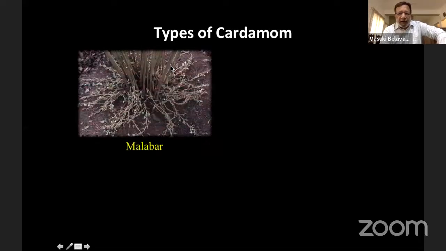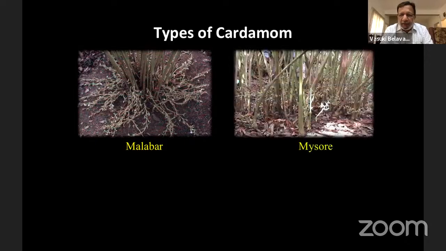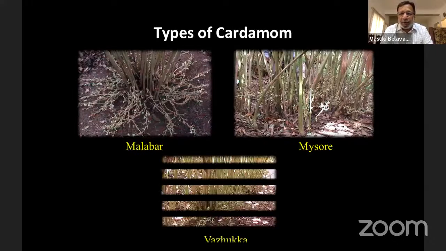Now, there are 3 types of cardamom. The first one is referred to as the Malabar type. The Malabar type has panicles which lay prostrate on the ground, at the ground level. And the next one is the Mysore type, which has erect panicles. Now, interestingly, the Malabar type is cultivated in Karnataka, and the Mysore type is more common in Kerala. I really do not know how it happened.